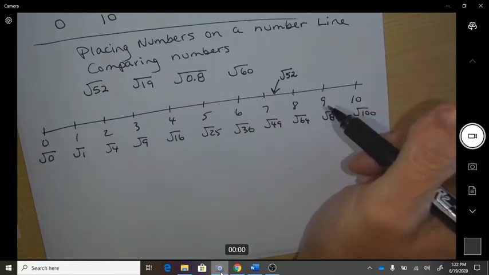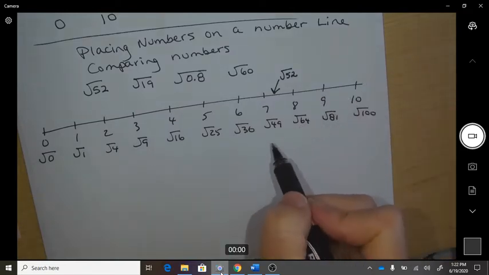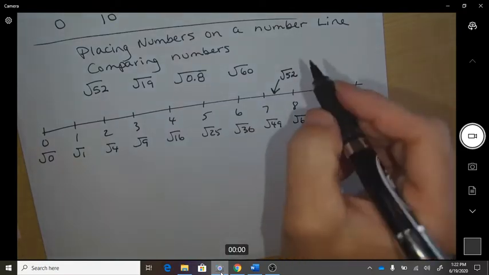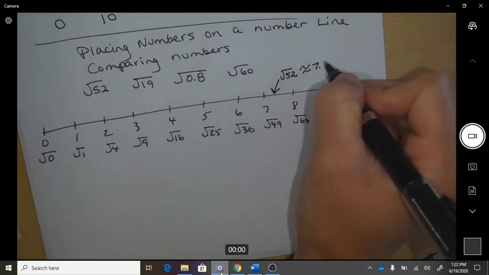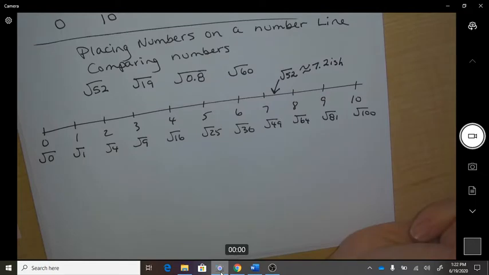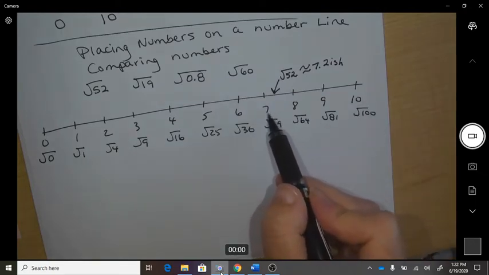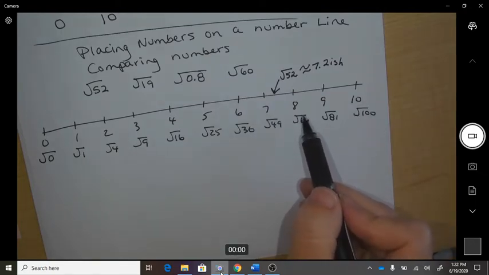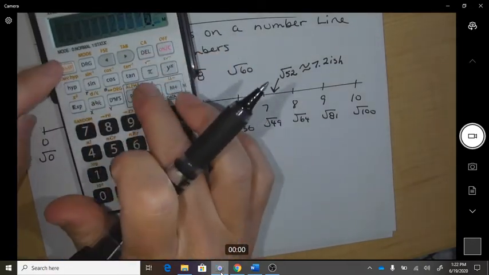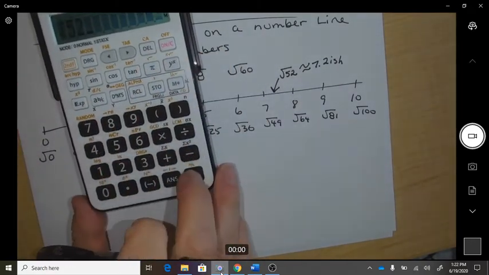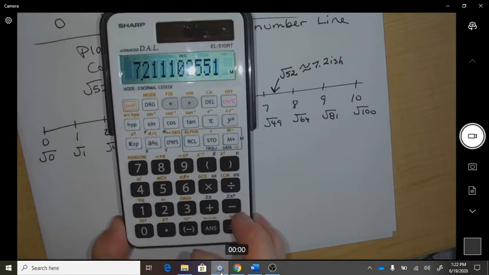So in my head, I feel like it would be 7 point, an estimation without my calculator, maybe 7.2-ish, because it seems like it should be closer to 7 than it would be closer to 8. Okay, so let's just think about my process and see how accurate I was. And there you go.